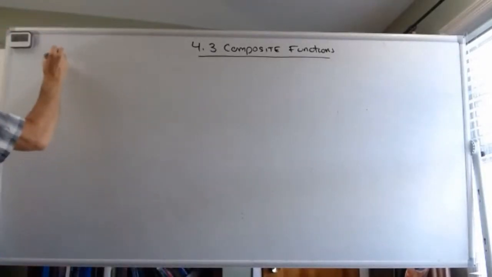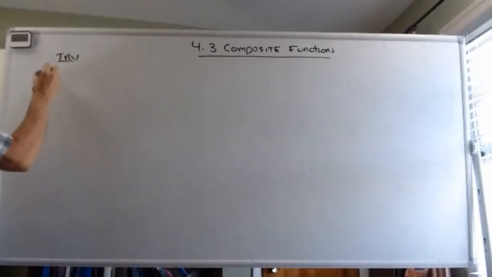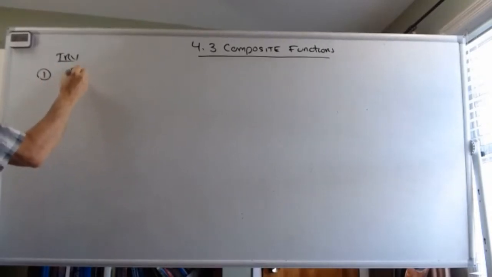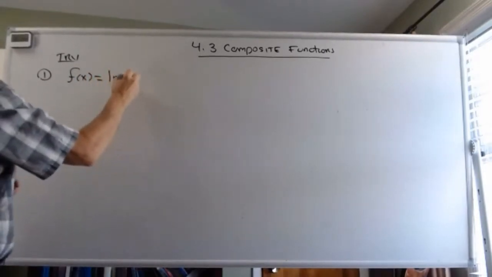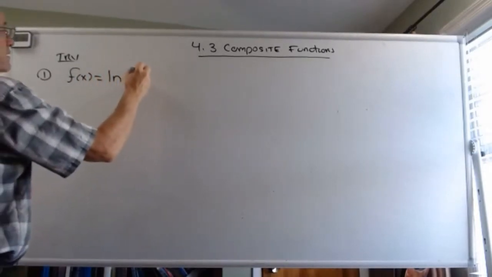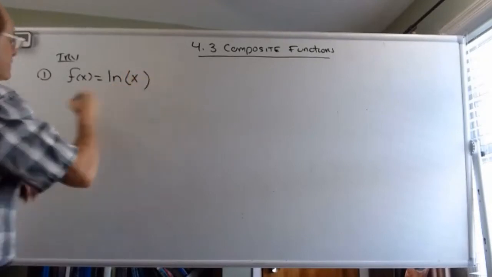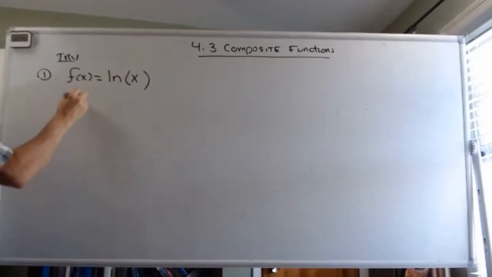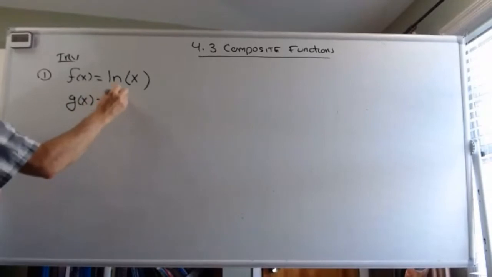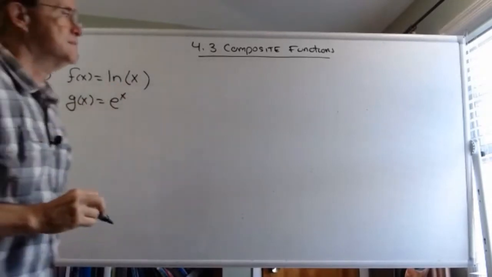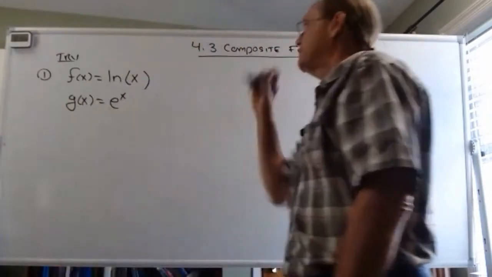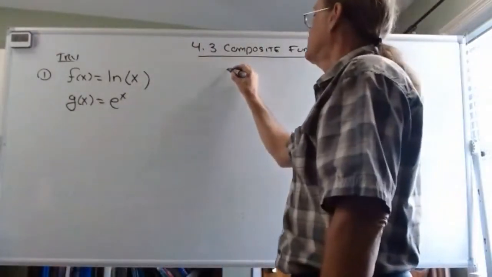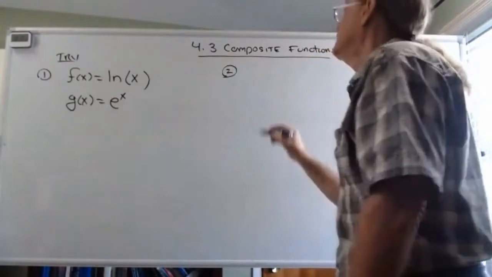So here's another set of functions we want to try. So f of x is, say, the natural log of x, and let's make it a simple one. g of x is equal to e to the x. Let's leave it as e to the x. And try this other one. We'll do the exponentials again.